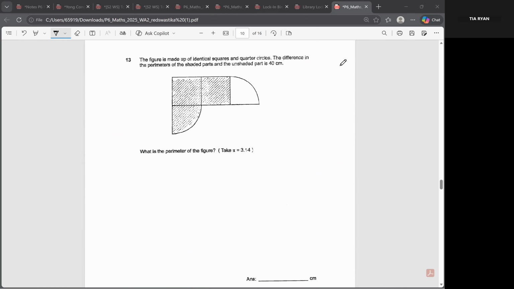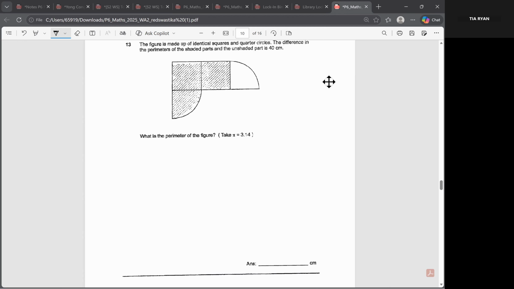So come, let's try this question together, okay? The figure below is made up of identical squares and quarter circles, yes or no? The difference in the perimeter of the shaded part and the unshaded part is 40 cm. Agree? So we know that the shaded part is made up of what? Two quarter circles.